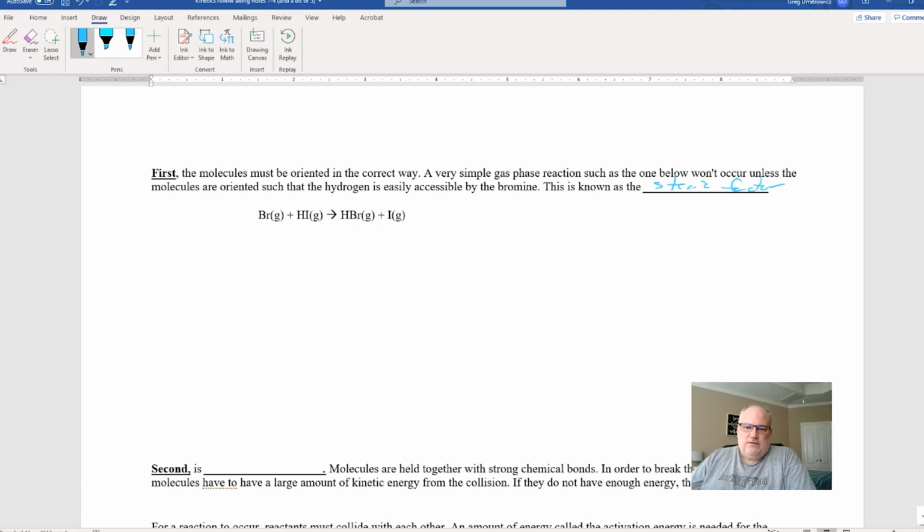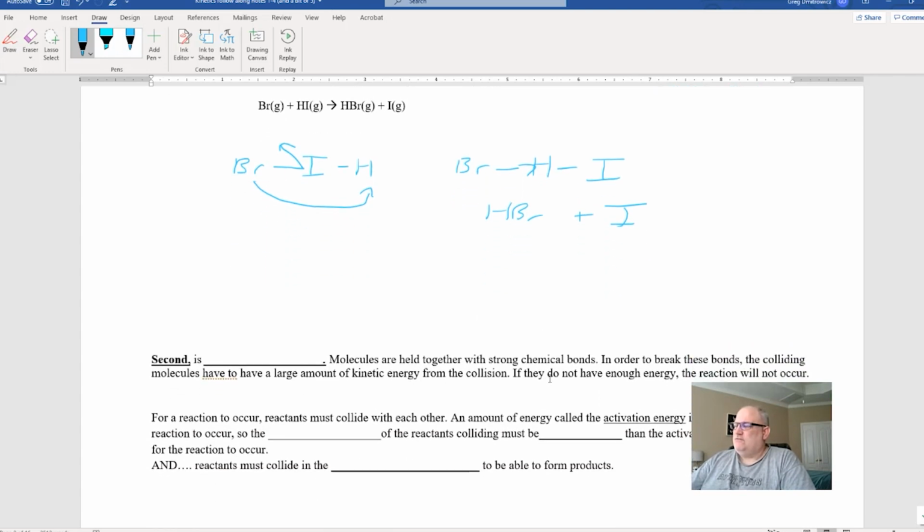If we were to take a look at Br, and let's say I is on this side and H is right here, the Br wants to interact with the H. So if it hits into the I, nothing is going to happen. But if it happens to contact it in the right orientation, where the H is on this side, which is what it wants to interact with, then it will react, and you'll end up with HBr, and the I gets kicked off. Does that kind of make sense? So the biggest thing is you have to orient in the correct way, or else the reaction won't happen.